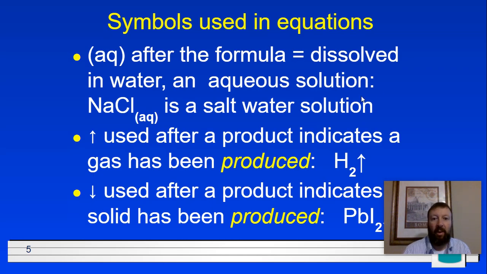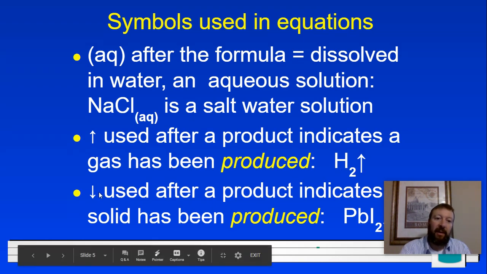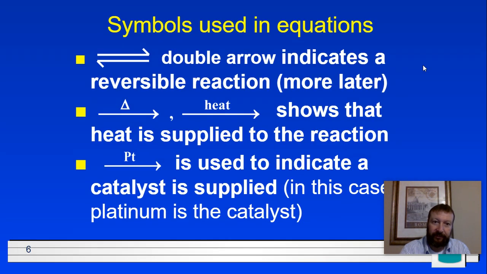If you put an arrow up, it means that a product was a gas when it was produced. So when you see a product on the right side of the equation with an up arrow, it means that gas was produced in the reaction. If you have an arrow going down, that means a solid has been produced.